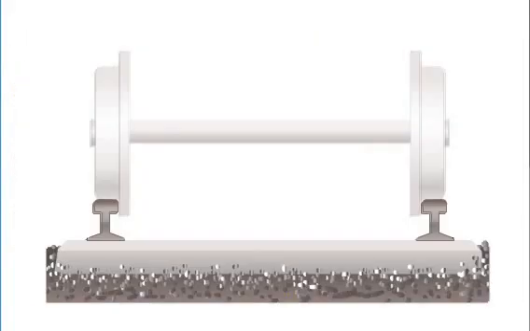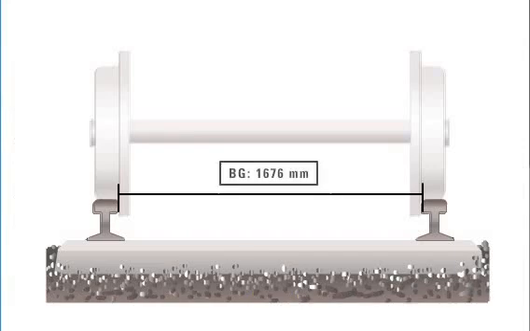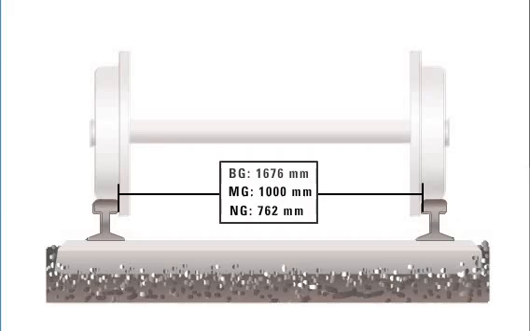Gauge. This is the distance between two gauge faces of both the rails that form a track. For broad gauge, this is 1676 millimeters. For meter gauge, this is 1000 millimeters, and for narrow gauge, this is 762 millimeters.